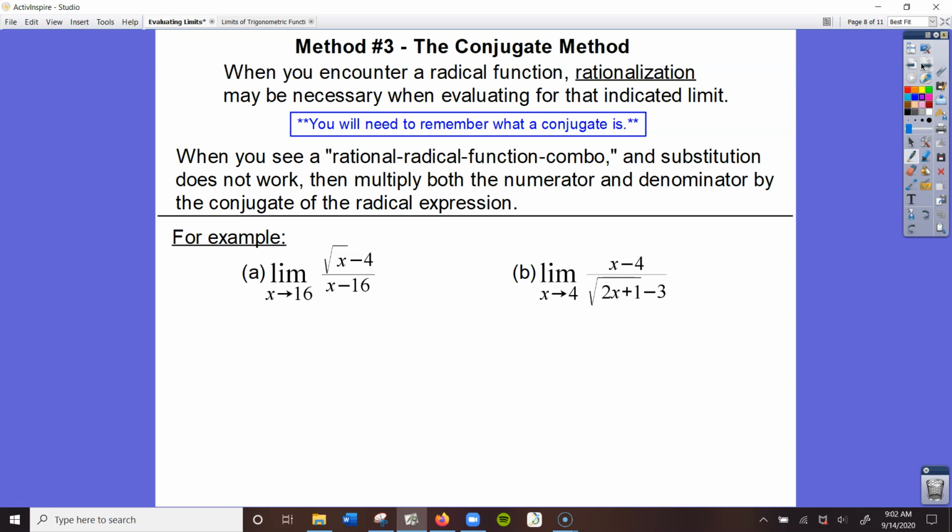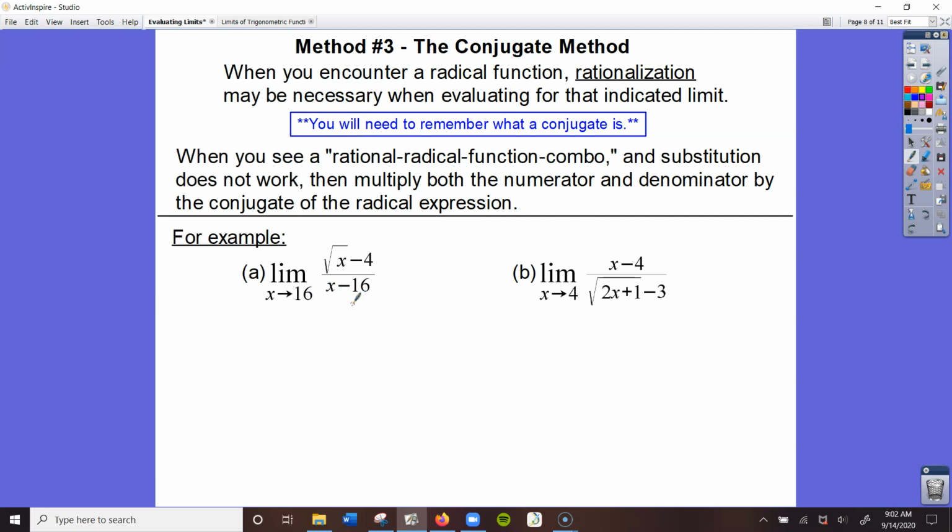Now in these cases here, we see that we have rational functions, but we won't be able to factor it, and that's because we have that square root. These are radical rational function combos, as I like to call it. Okay, substitution sometimes won't work. See, if I were to plug in the 16, that denominator would give me 0.